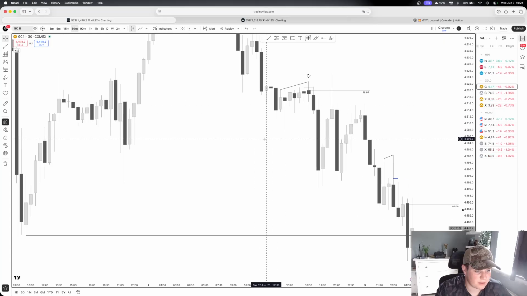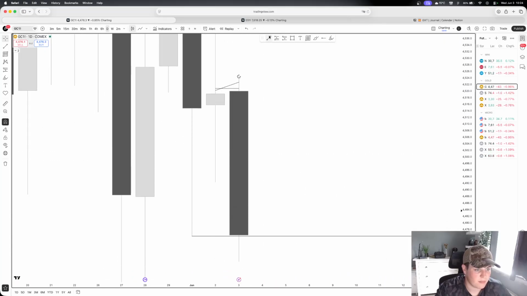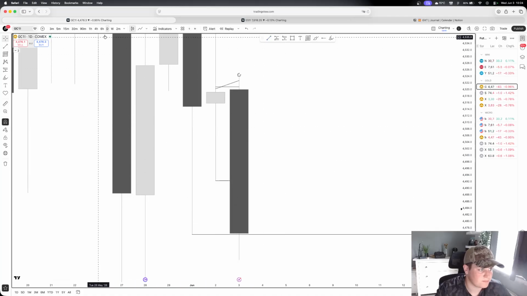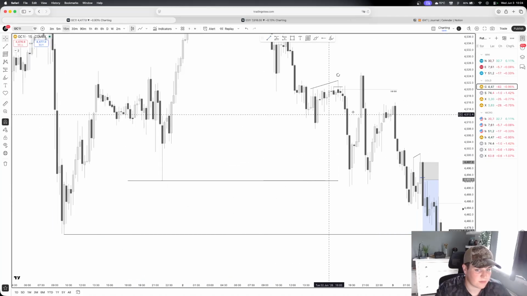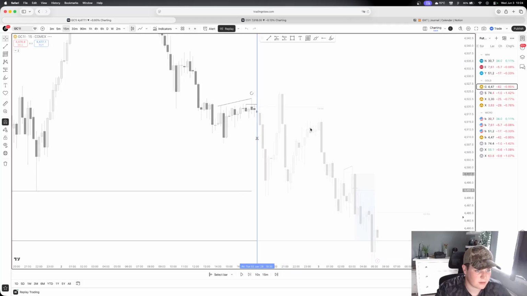And bear in mind, what are we targeting? Is that not the previous day low? Oh yeah, I'm bugging out. What are we targeting first? Previous day low. So if we look at this from an entry point of view, back in this leg of price, right?